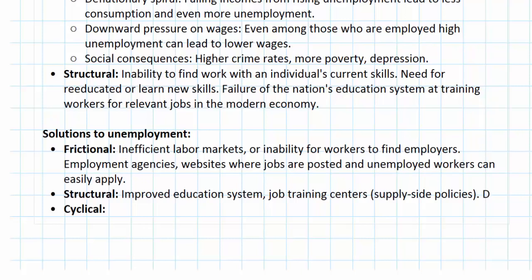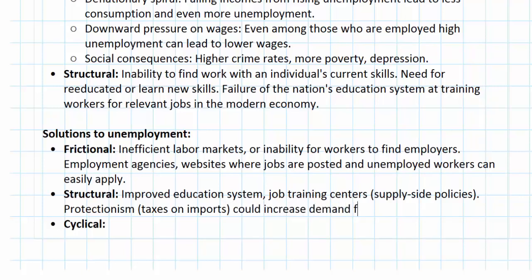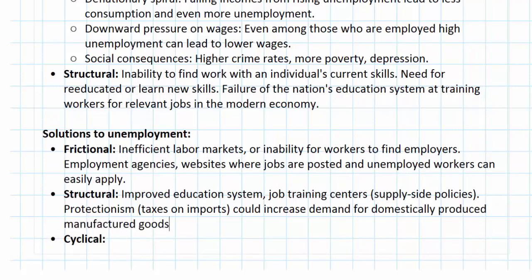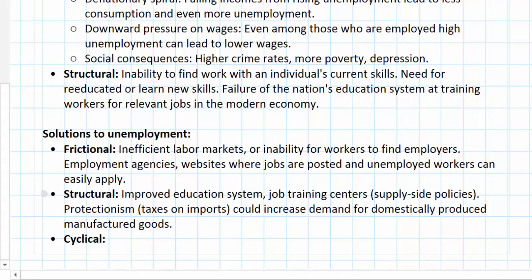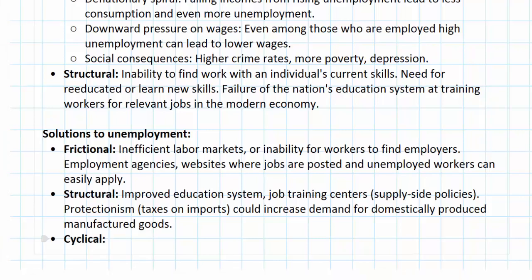There are also some demand side policies such as protectionism. This means taxes on imports. Taxing imports could increase demand for domestically produced manufactured goods and thereby create more jobs in the manufacturing sector that might otherwise have been lost. So structural unemployment basically involves training workers for the jobs that exist in the economy today, or trying to protect those jobs using things such as import quotas or import tariffs, taxes on foreign goods to make sure domestic consumers buy more goods from domestic firms.